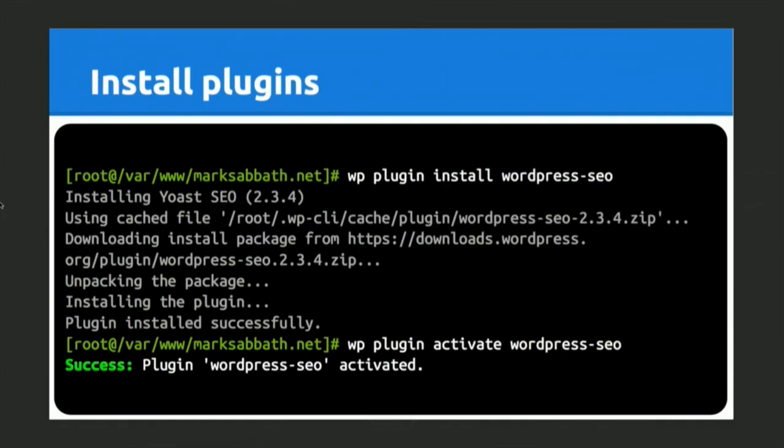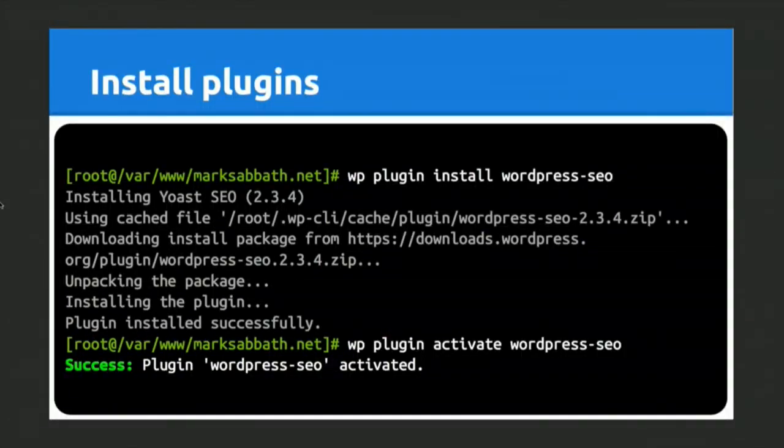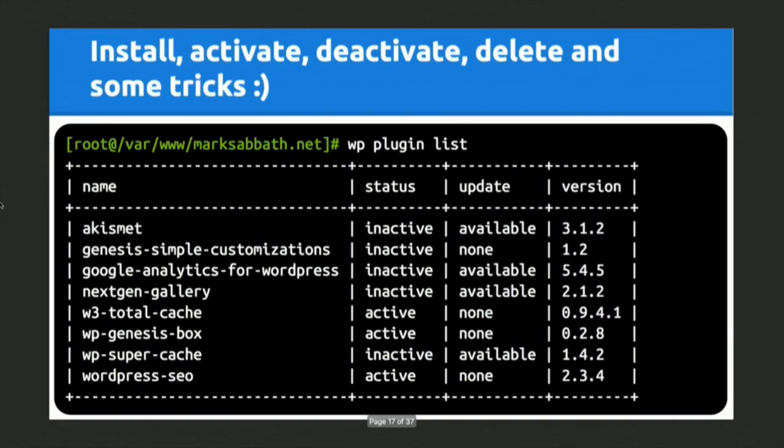To install a plugin, it's the same as on themes. You don't need to worry so much. You just need to run wp plugin install and use the slug. Using the slug will download the plugin and install it. Just like on themes, you can combine it with dash dash activate, and then it will activate your plugin automatically. And again, with that, WordPress CLI is now installed.